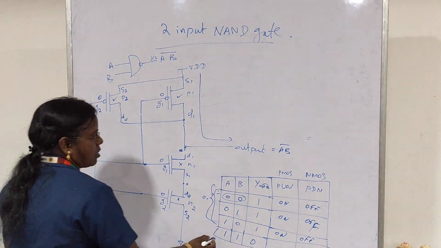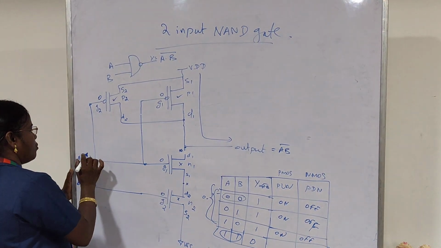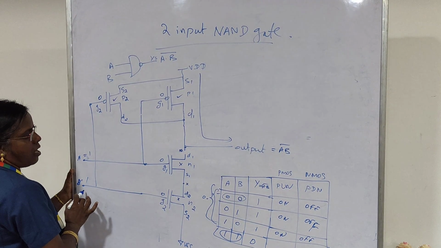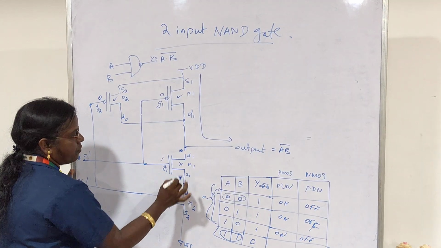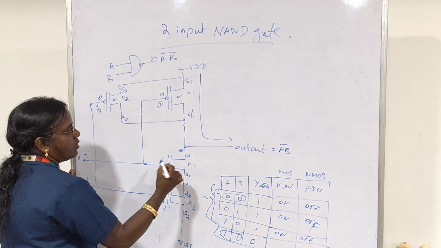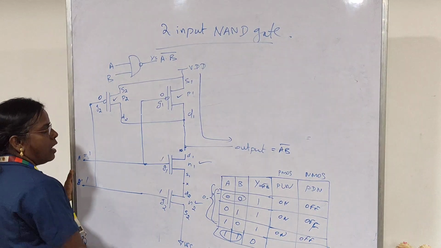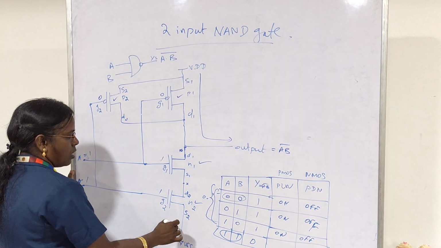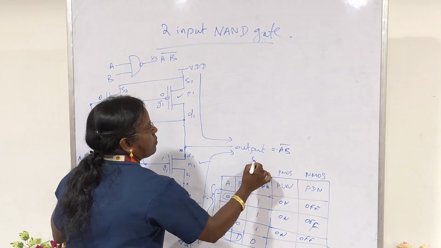Okay, if we consider this last condition where both A and B are set as 1, try to apply the logic. When A and B are 1, G1 and G2 of the pull down network's NMOS transistors will be logic 1, which will turn on both NMOS transistors, N1 and N2, because both are connected in series. When both transistors are turned on, they will transfer my VSS to the output. So the output will become 0 here.